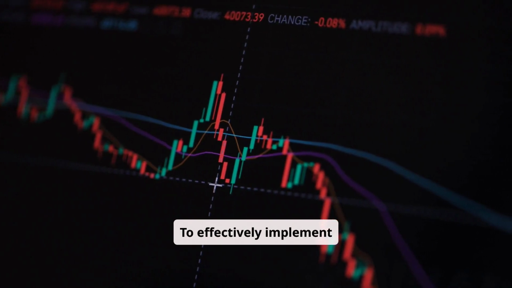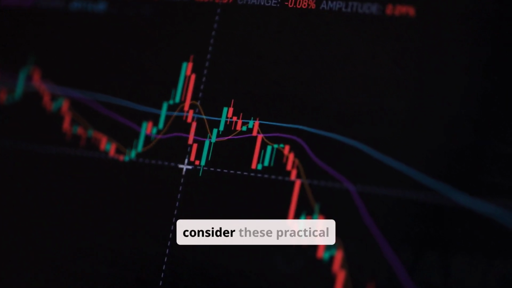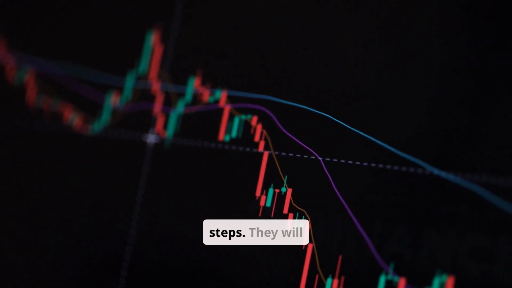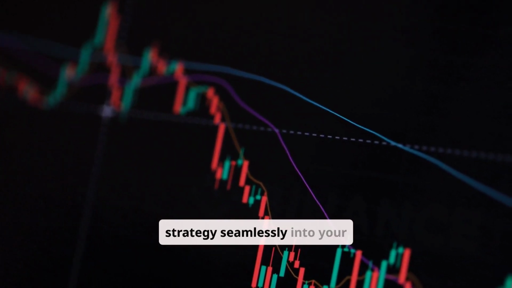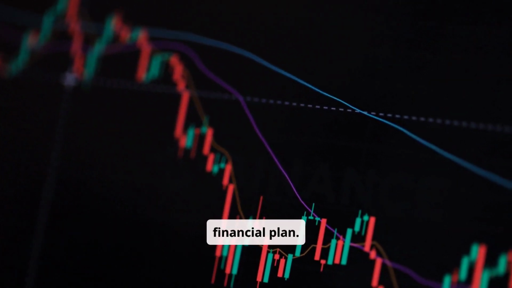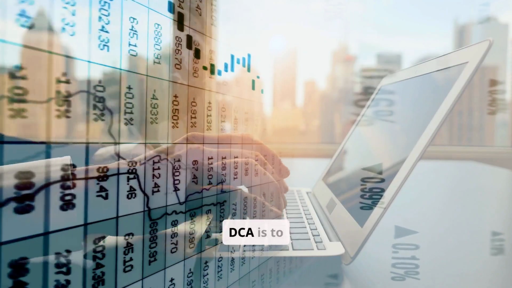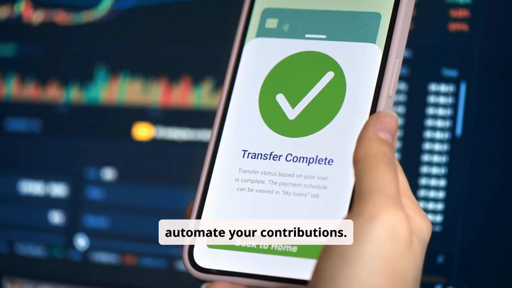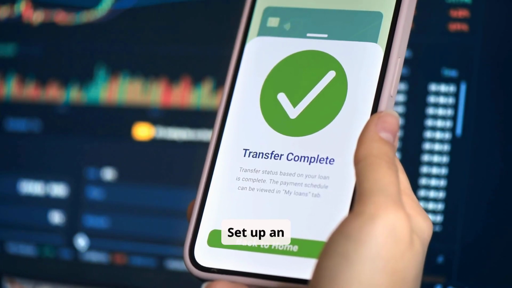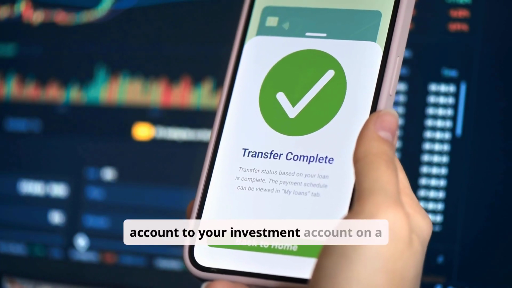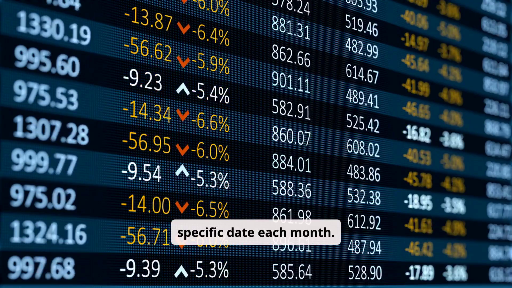To effectively implement dollar-cost averaging, consider these practical steps. They will help you integrate this strategy seamlessly into your financial plan. The easiest way to stick to DCA is to automate your contributions. Set up an automatic transfer from your bank account to your investment account on a specific date each month.